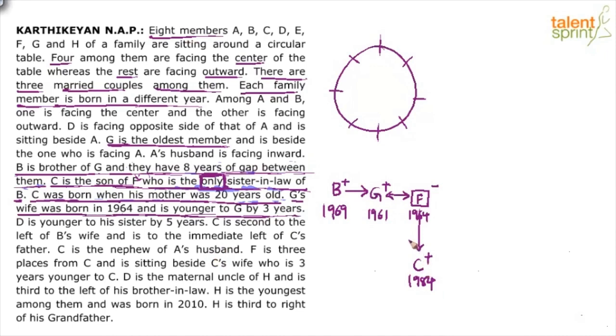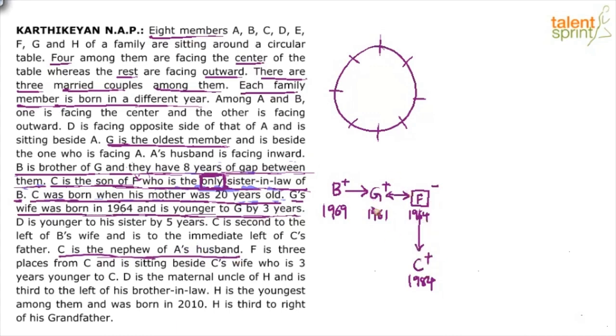See, look at this. I think this gives us a lot of information again. C is the nephew of A's husband means what? C's parents, C's A's husband, right? So C's parents' brother's wife is A. You getting it? Nephew means what? Your sibling's son.